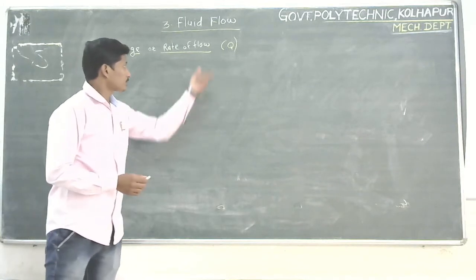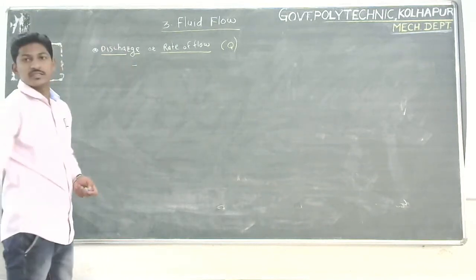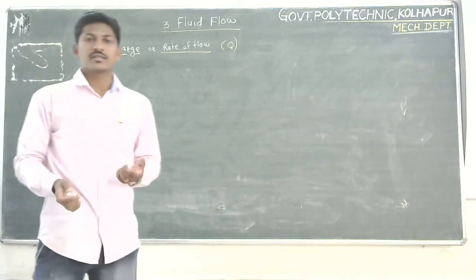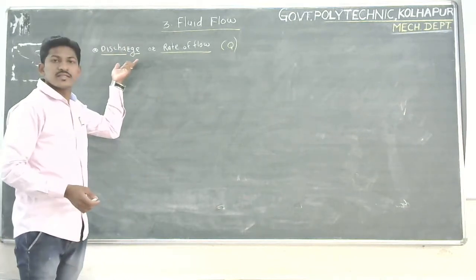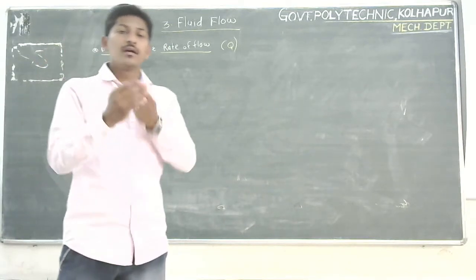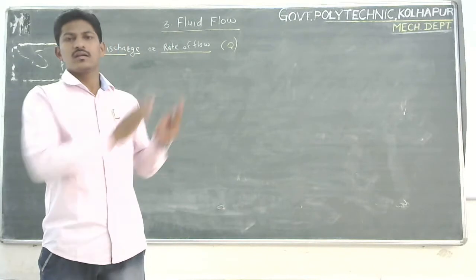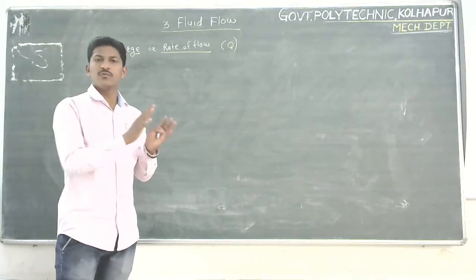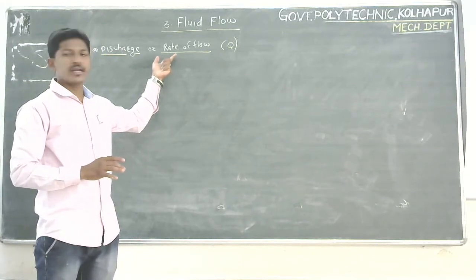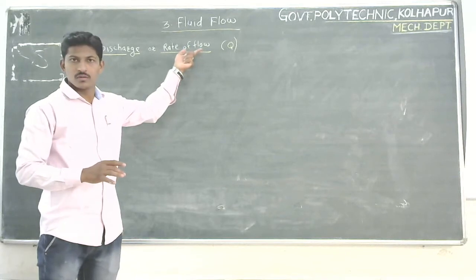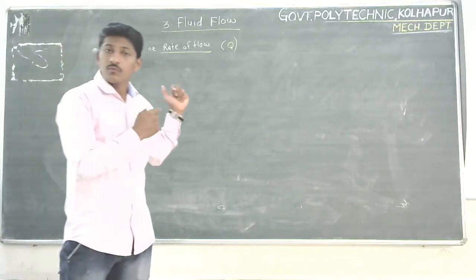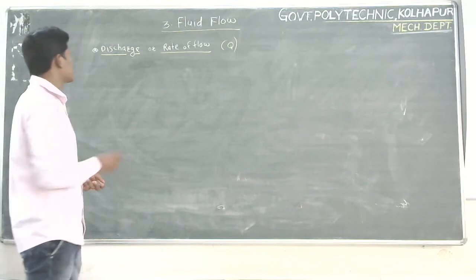So, how is discharge defined? First of all, I will tell what discharge is. The name itself tells us that discharge is nothing but the quantity of fluid flowing per second through a pipe or through any flow. It is nothing but the flow measurement unit. The name itself, rate of flow, means that. So it is nothing but the flow measurement unit.